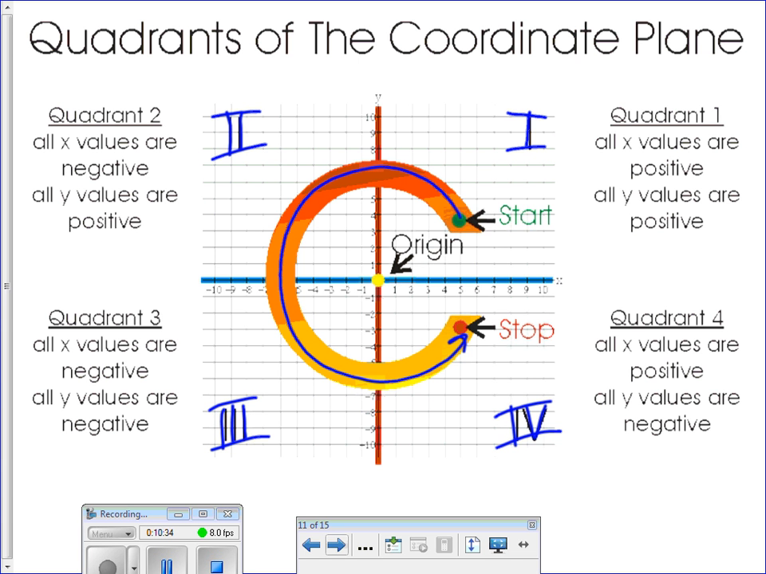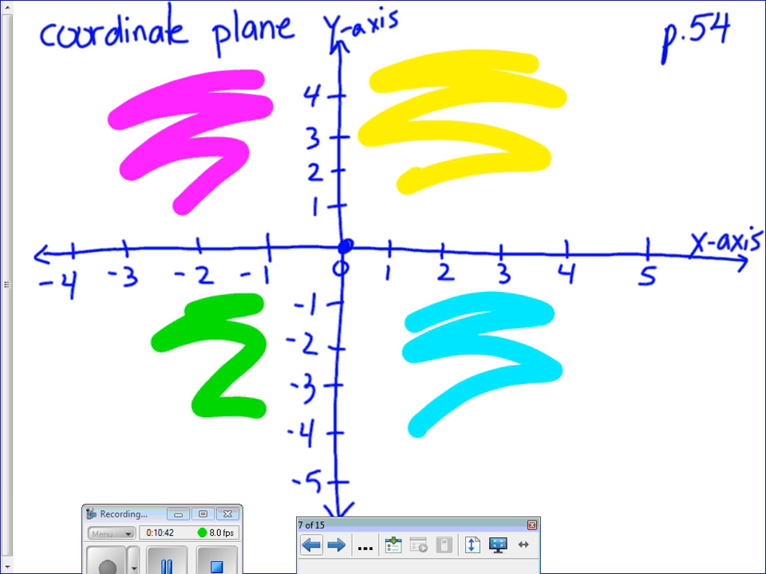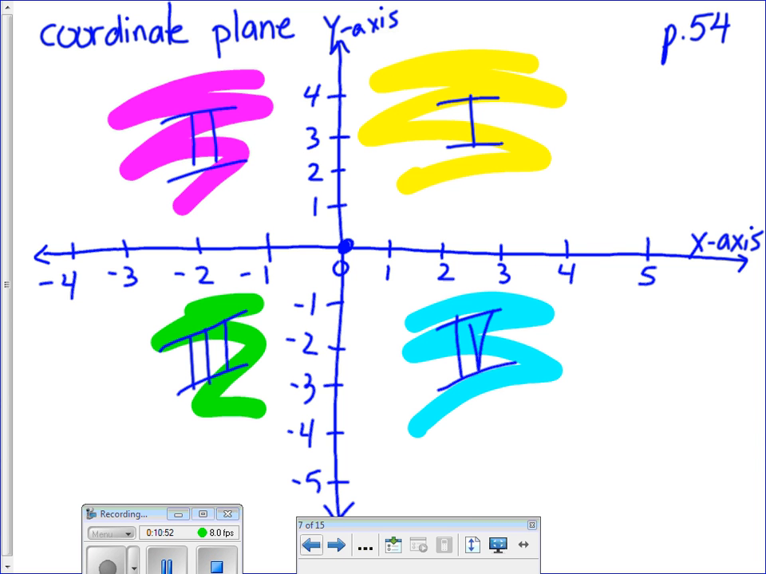So on the picture that you drew on page 54, go back to your picture on page 54, and let's label the quadrants. So here we have quadrant 1, here we have quadrant 2, here we have quadrant 3, and here we have quadrant 4. Roman numerals, counterclockwise, 1, 2, 3, 4. Okay? Any questions so far?